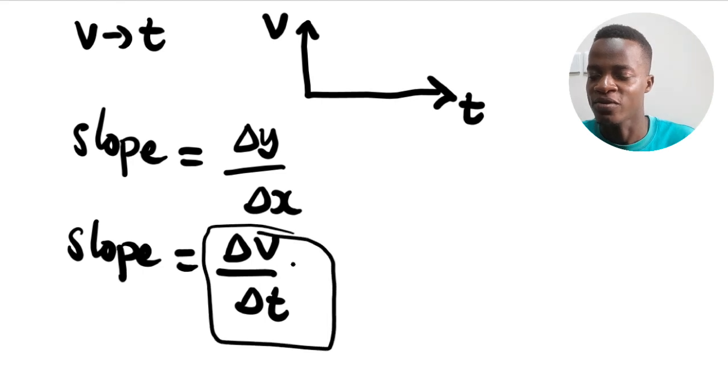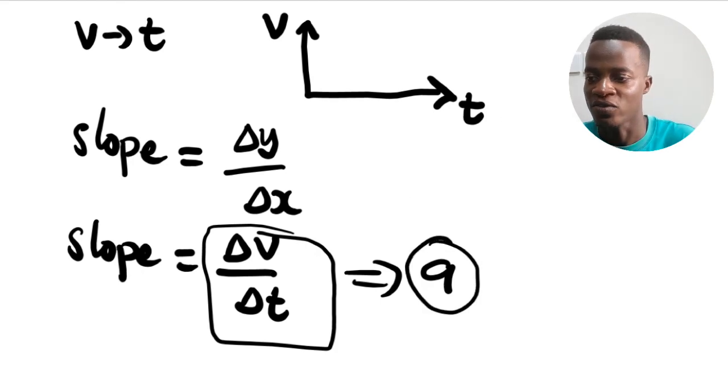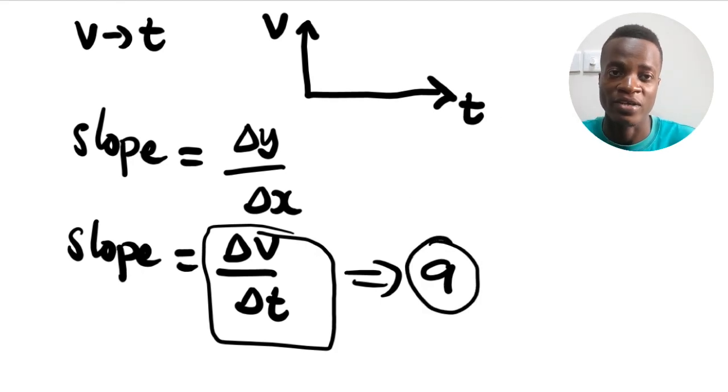When a velocity changes with time, what do you have? You are going to have acceleration. So for a velocity time graph, the slope is actually an acceleration. For a velocity time graph, the slope of the graph is actually an acceleration. And this is how to get that.